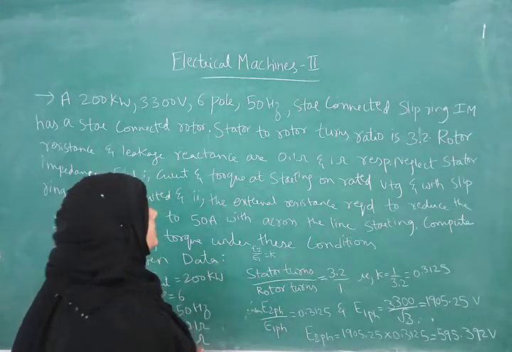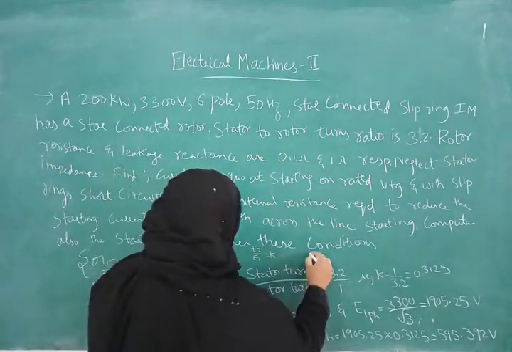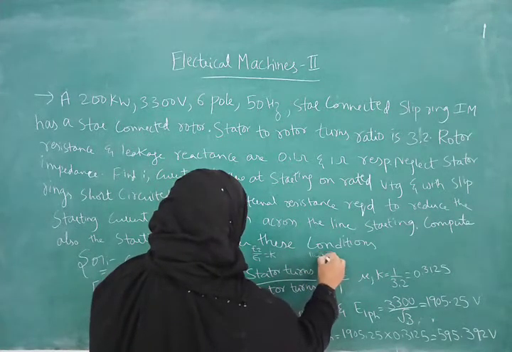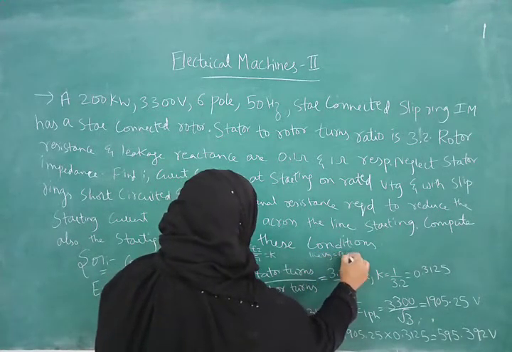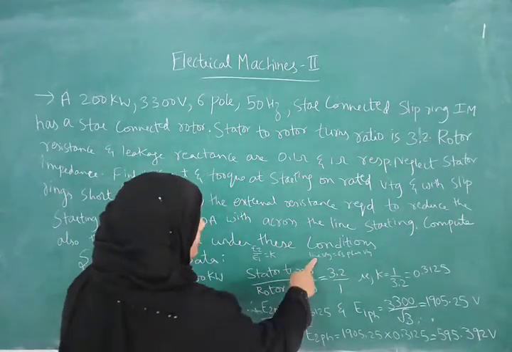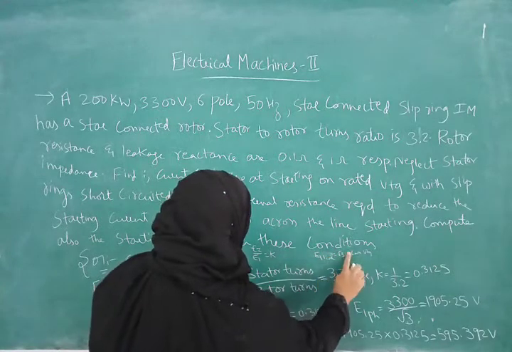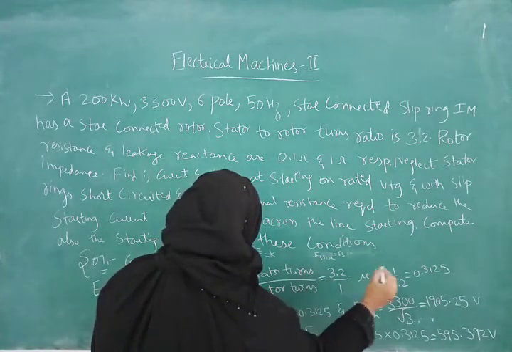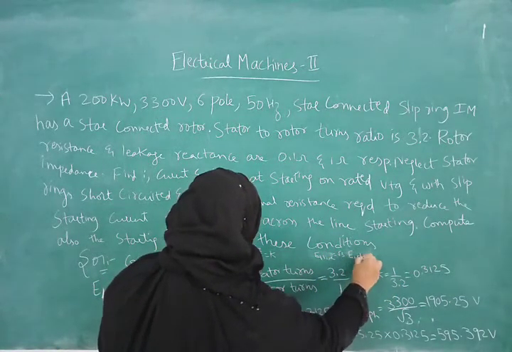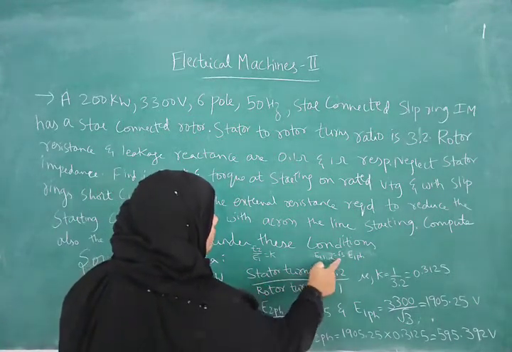Okay, also it is given as a star connected slip ring. So for star connection, line voltage is equal to √3 times phase voltage. So line voltage I am representing by E1 line and phase voltage by E1 phase. So what will be my phase voltage? Phase voltage will be equal to line voltage by √3.